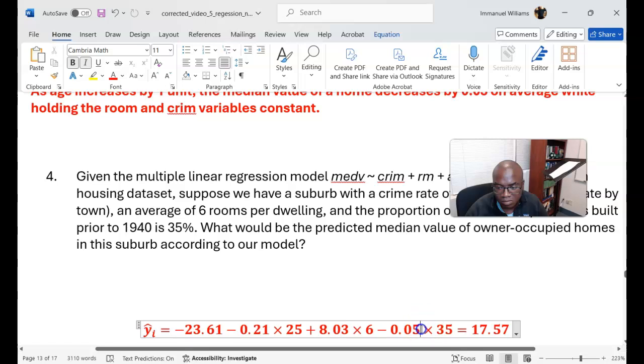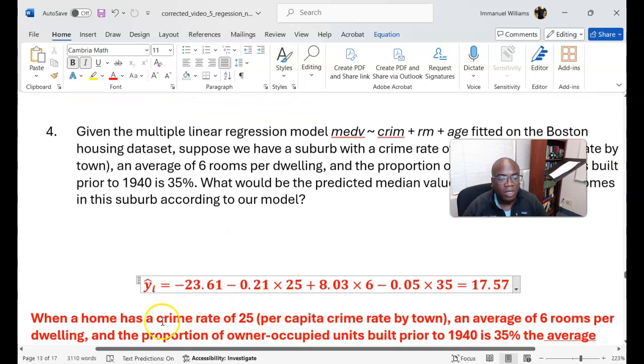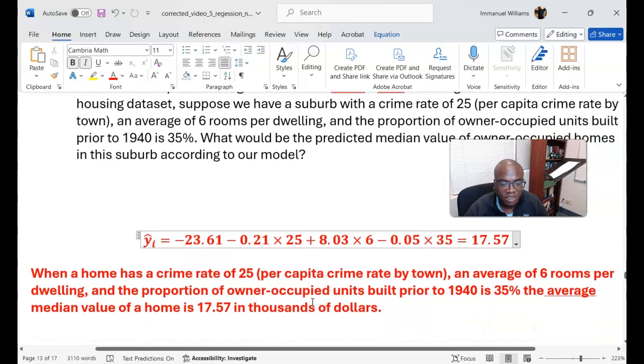You get 17.57. So 17.57 is what we predicted. However, how do you interpret that value? When a home has a set of explanatory variables, 25% the crime rate, 6 average rooms per dwelling, and the proportion of owner occupied units is 35%, the average median home value is 17.57 thousands of dollars. Because remember, it's in units of thousands of dollars. That should be pretty straightforward.